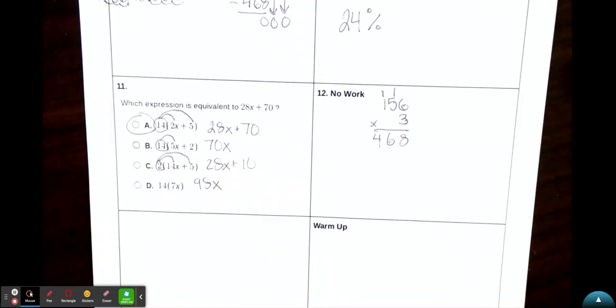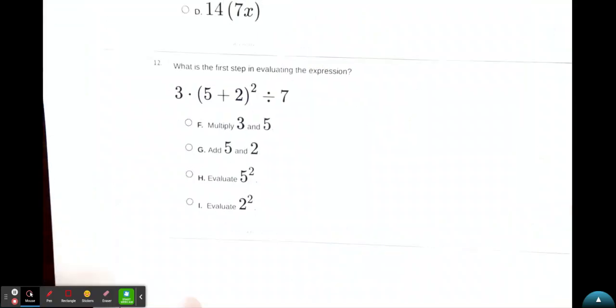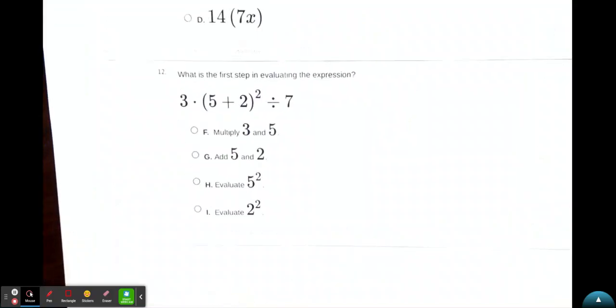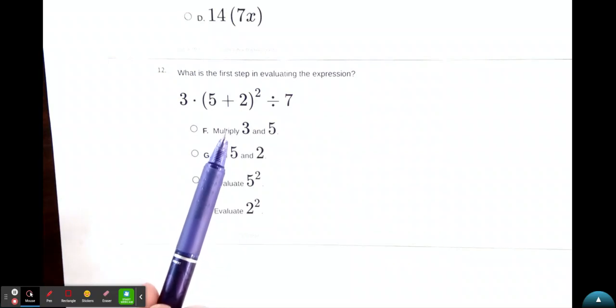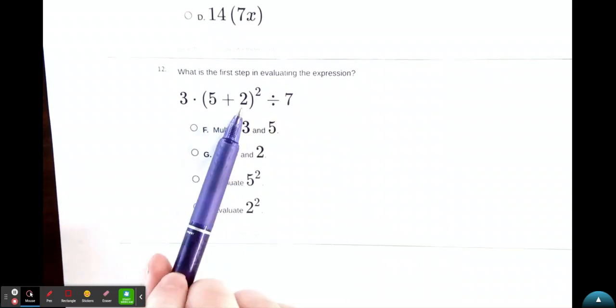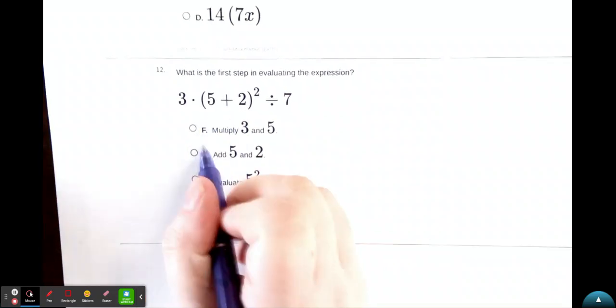All right. And number 12 says, what is the first step in evaluating the expression? So what are we going to do for this problem? Yeah, PEMDAS. So what does the P stand for? Parentheses. Do we have parentheses here? Yes. And what's in the parentheses? So that's what we're going to do first, is add 5 and 2, which is 7.